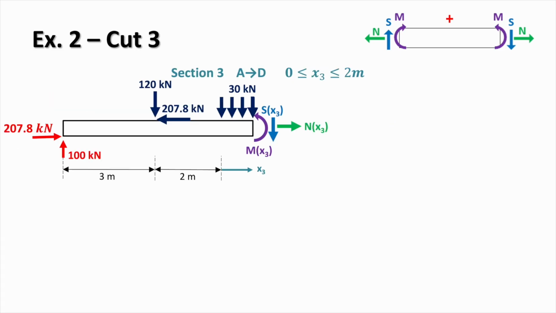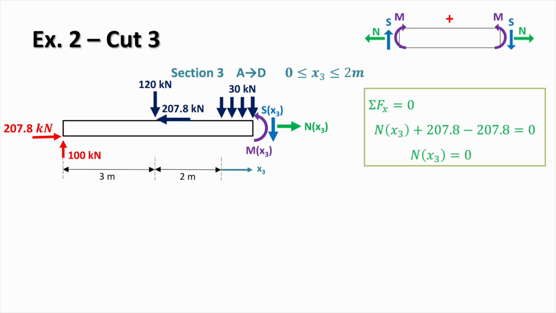Let's move on to the third section. This section is defined from A to D, with x3 measured from point C and being between 0 and 2 meters. So x3 equals 0 corresponds to point C, and x3 equals 2 corresponds to point D. The expressions we derive will only be valid within this interval. This section includes a uniformly distributed load, which changes the behavior of the internal forces. Let's apply equilibrium to determine how the axial force, shear force, and bending moment vary.